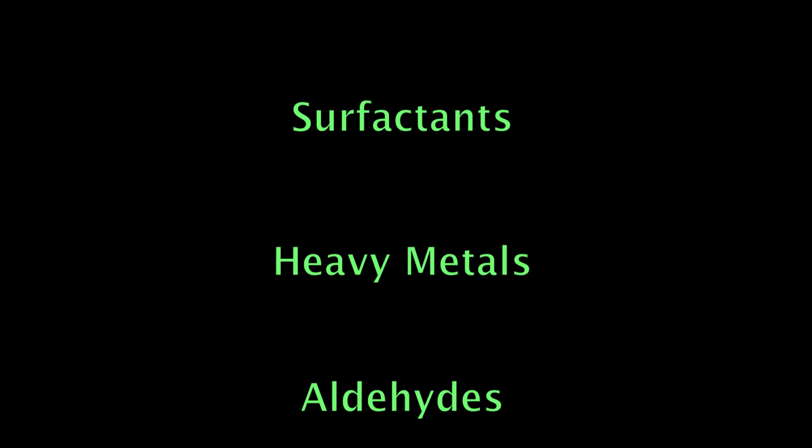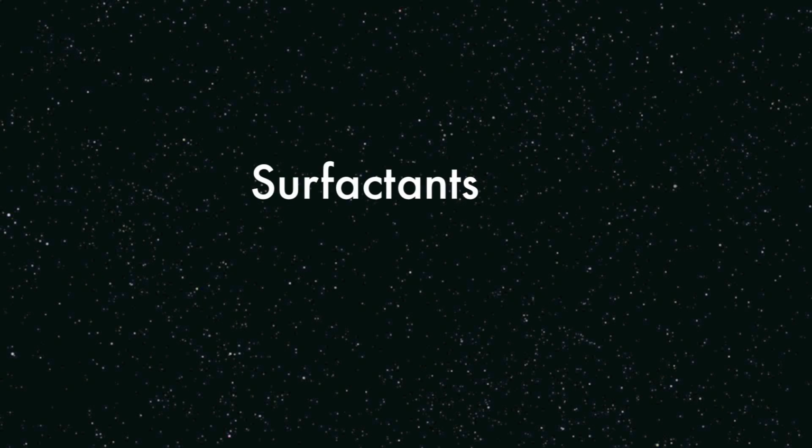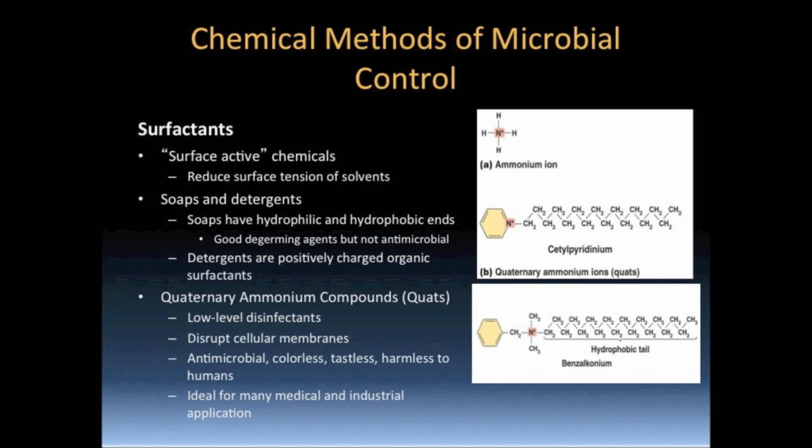In this video, we will conclude our discussion of the chemical methods of microbial control as we analyze the use of surfactants, heavy metals, aldehydes, gaseous agents, and enzymes as forms of microbial control. Surfactants include detergents and soaps, which act to reduce surface tension.